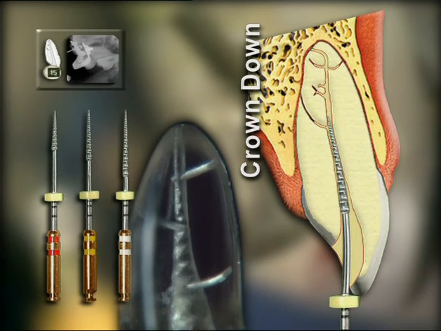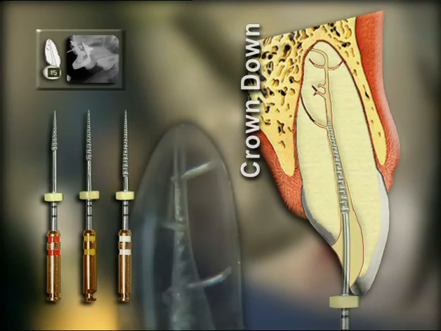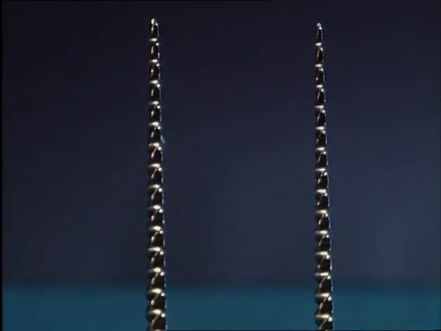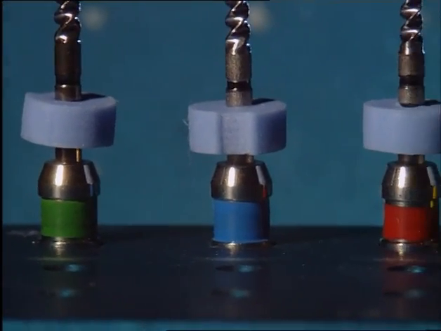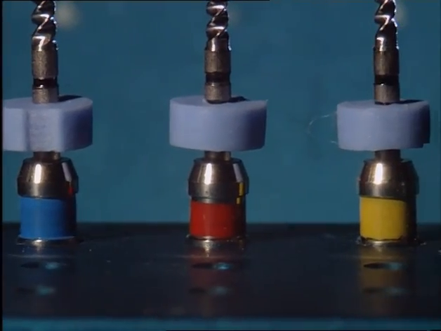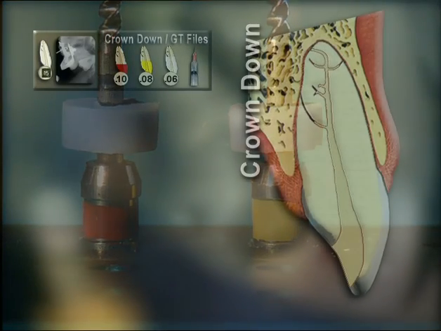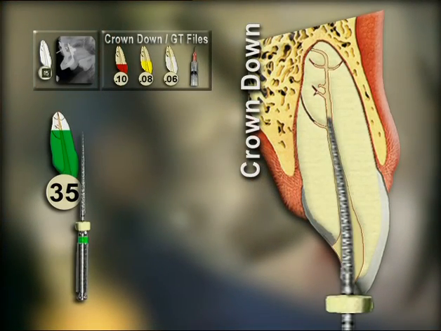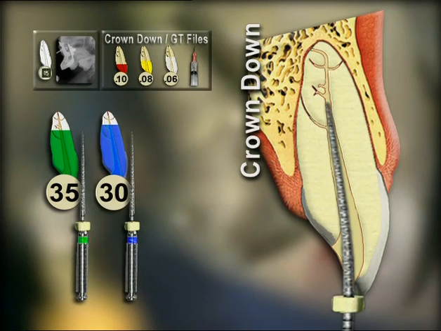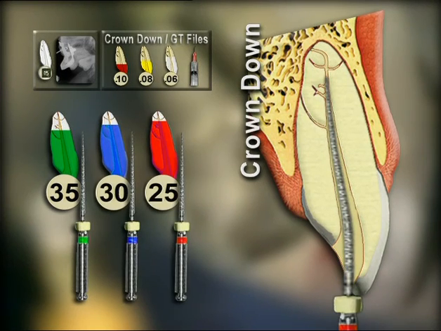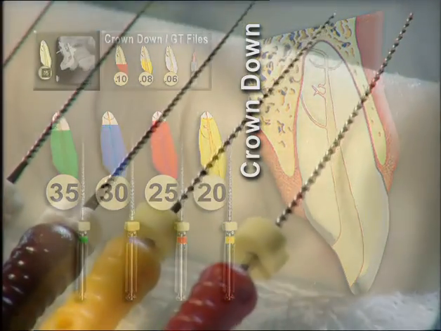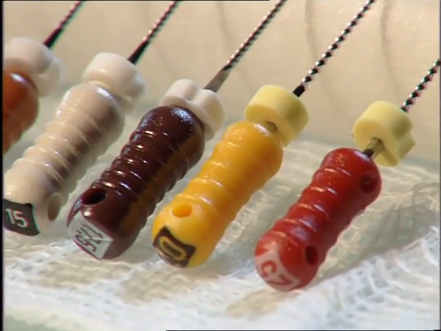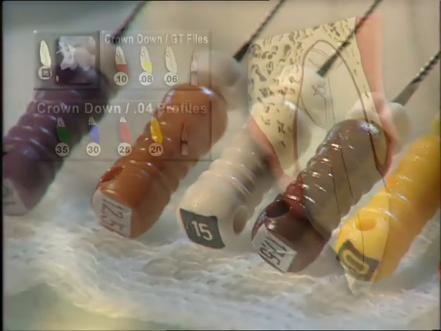Early coronal enlargement is important to get the files of greater taper easily and safely into the apical portion of the canal. The crown-down is continued with nickel titanium files of smaller taper. In this case, .04 profiles in sizes 35, 30, 25, and 20 are used. Finally, small pre-curved K files are used to explore the actual size of the apical foramen.